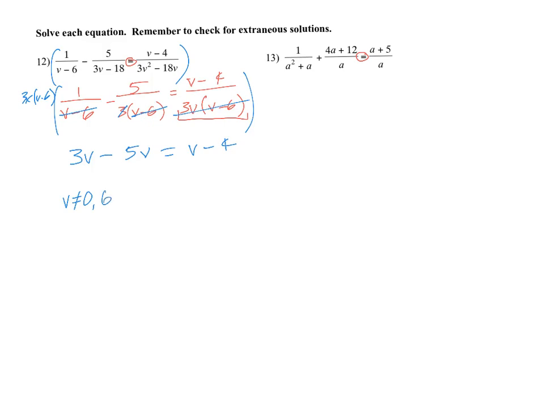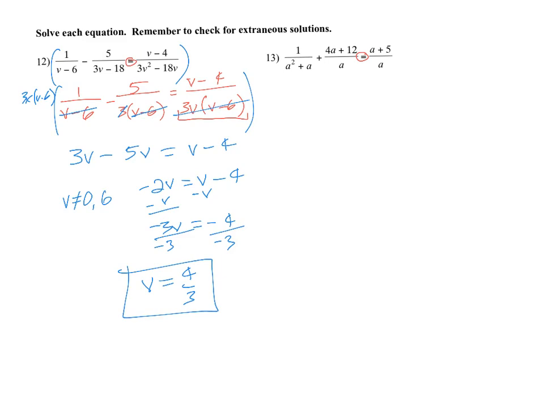Now let's just solve for v. So 3v minus 5v is negative 2v, which is equal to v minus 4. Subtract v from both sides. Negative 3v equals negative 4. Divide both sides by negative 3. V equals positive 4/3. And if you pop that back in there, it works quite nicely. Remember, our restrictions were just 0 and 6, so that should be fine.